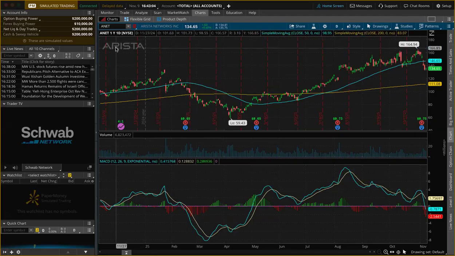The company we're going to be looking at today is Arista Networks. They are like another cloud computing data infrastructure company. A big name competitor they have is Cisco. So, a little background on them. And our chart we're going to be looking at is the 1 year chart.